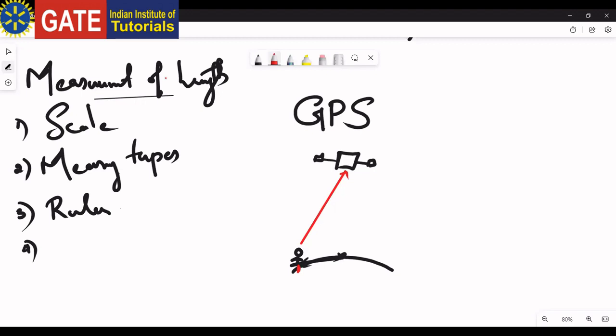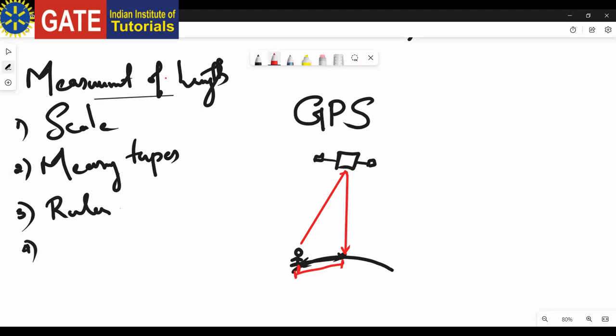And then the satellite will be sending a signal to that other place as well. From this, they will be able to calculate the distance between this and this. This is the general working of a GPS system.